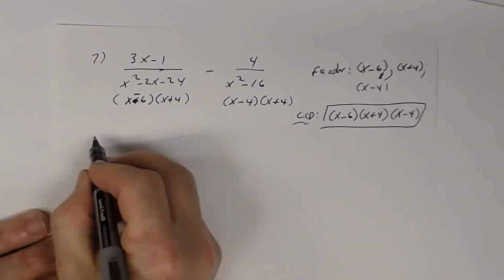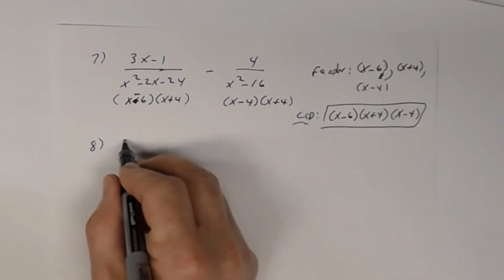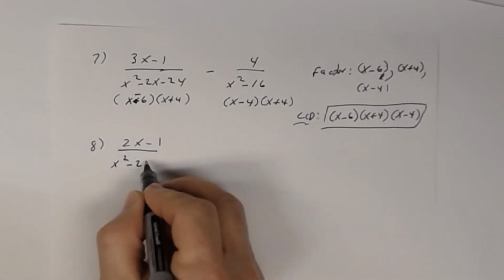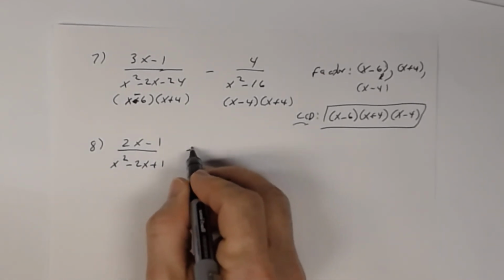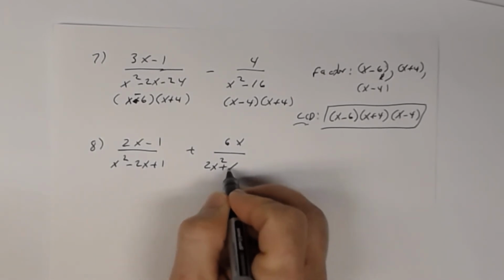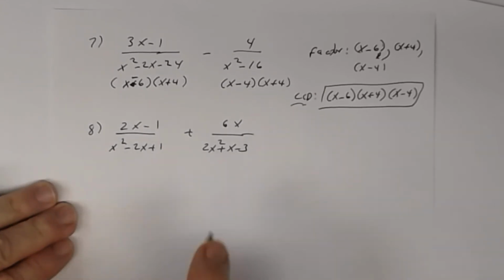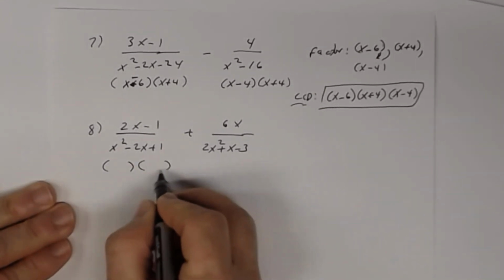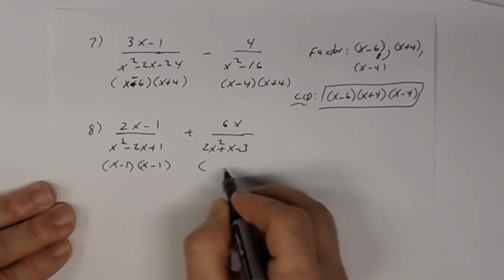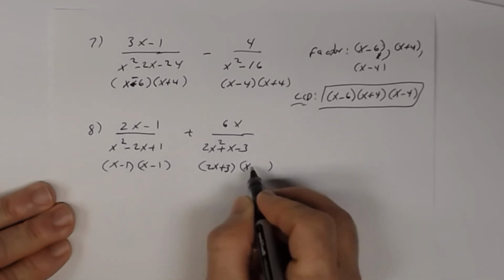All right, number 8. Let's suppose for number 8 I had 2x minus 1 divided by x squared minus 2x plus 1, plus 6x divided by 2x squared plus x minus 3. The first thing you have to do is factor the denominators. So I can factor this as x minus 1 times x minus 1, and I can factor this one as 2x plus 3 times x minus 1.